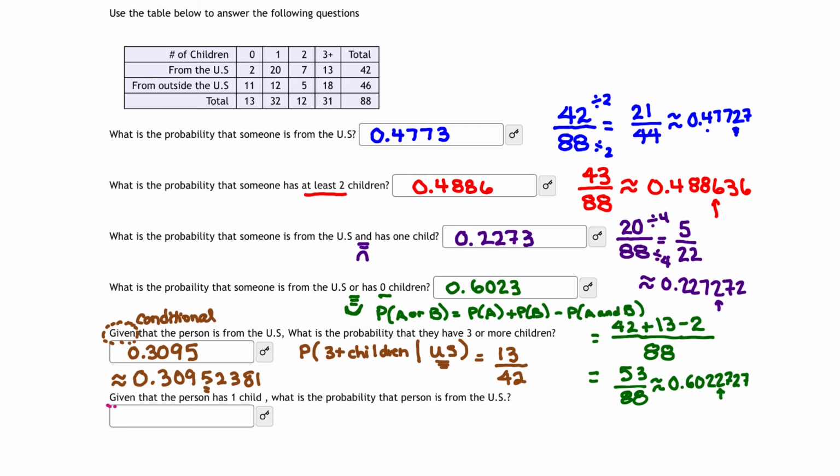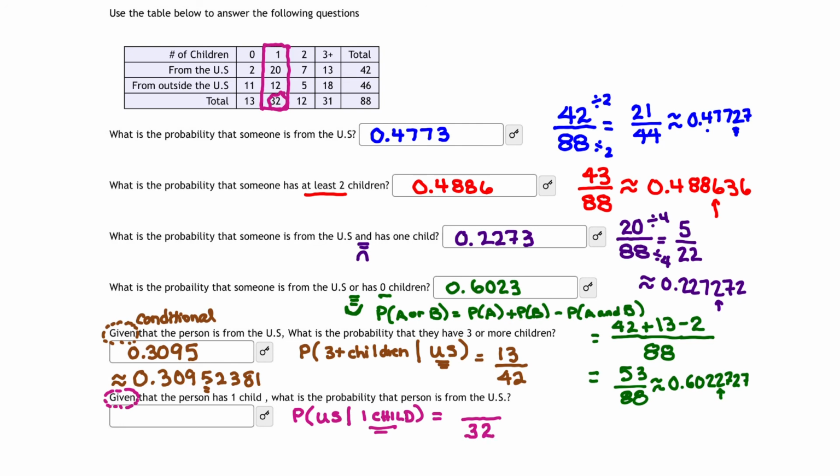So we have another conditional probability clued in by the word given. So we are looking for the probability that the person is from the U.S., so the probability that someone is from the U.S., given that the person has 1 child. And again, we focus right in on the given part because that is going to restrict our denominator. We know that the person has 1 child. So looking in our chart or our table, we see that we are narrowing in on this column right here. Because the person has 1 child, we know the total possible people that can be involved in this situation is 32. So that becomes our denominator.